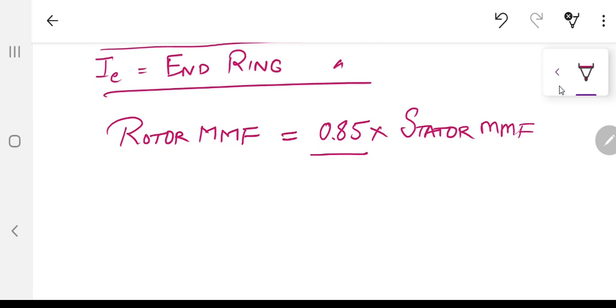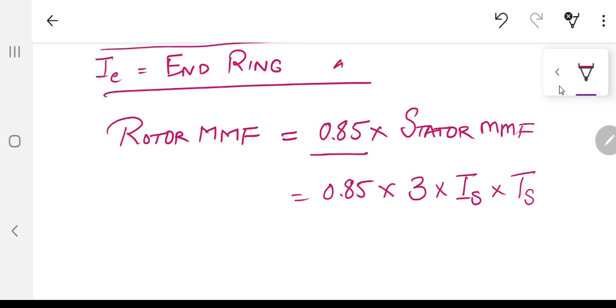We all know it's actually magnetomotive force. Now what is magnetomotive force in the stator? This is going to be equal to, if I put in a very simple equation, because it's a 3-phase machine, 3 multiplied by the stator current multiplied by the stator number of turns per phase.